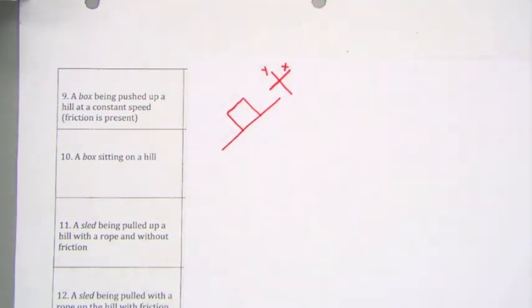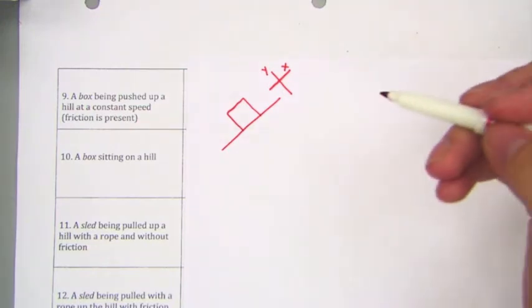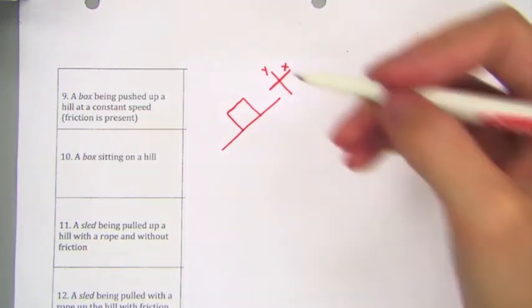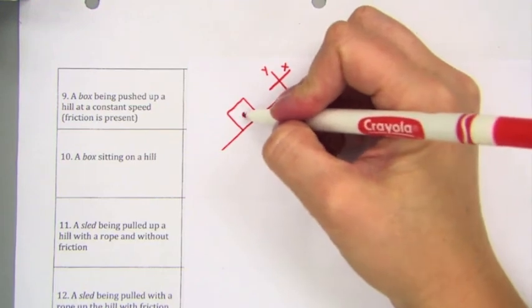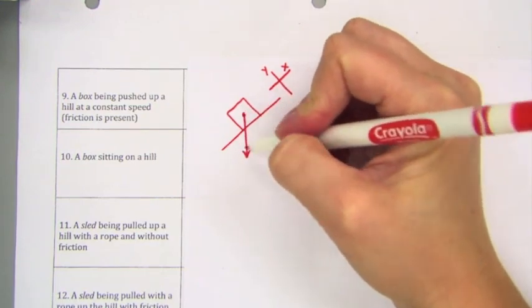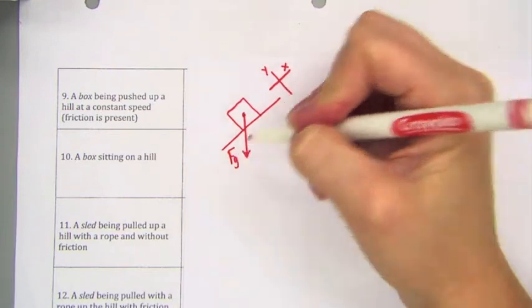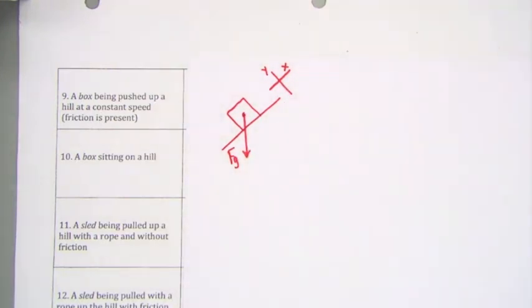So, after you draw your free body diagram, you're going to do the same thing you did before. Is there gravity? Yes. Okay. Gravity always goes straight down, no matter if the incline exists or not. Doesn't matter. Straight down.